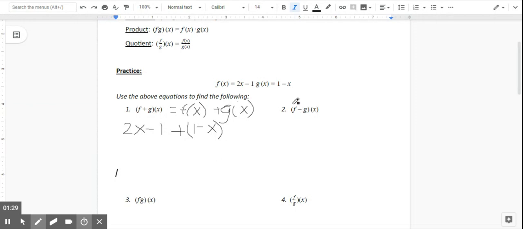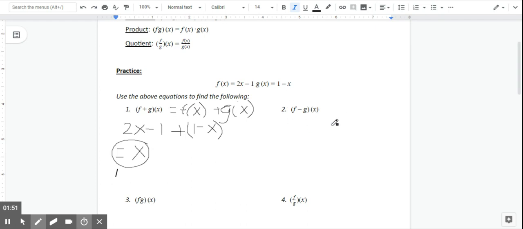So once we get over here to this example, subtraction, you remember to distribute. So now we're going to combine like terms. So 2x minus x gives us 1x. Negative 1 plus 1 gives us 0. So x is our final answer for f plus g of x.